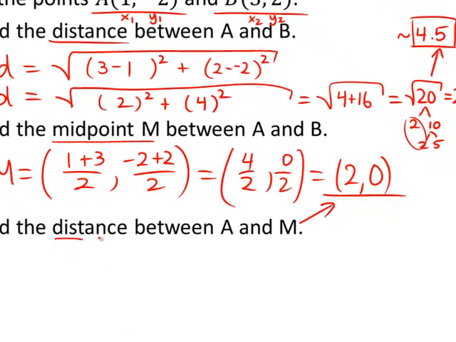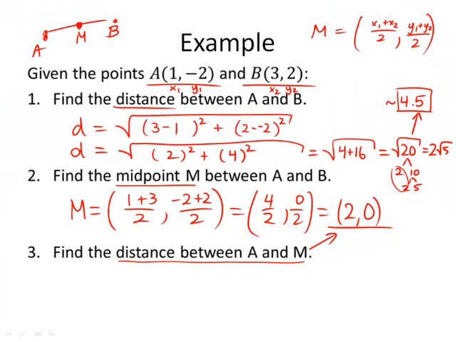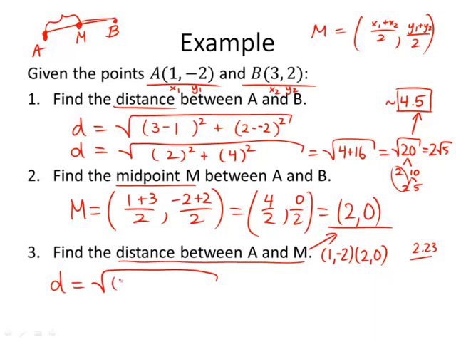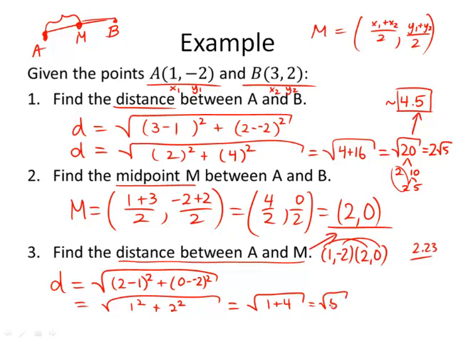So now they're asking us to find the distance between A and M. Notice that the distance between A and M should be half of the distance between A and B. So approximately half of 4.5, which is 2.23. Let's see if this works. So let's find the distance for the distance formula between 1, -2 and 2, 0. So you want the difference between your x's, 2 minus 1, and the difference between your y's, 0 minus -2, giving you 1 squared plus 2 squared, which is root of 1 plus 4, which is root of 5, which is approximately 2.23.